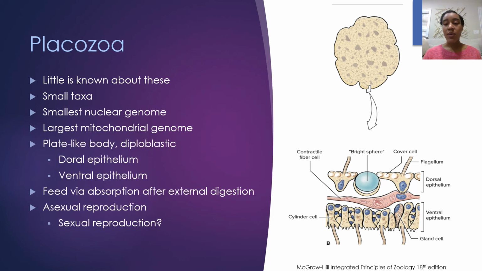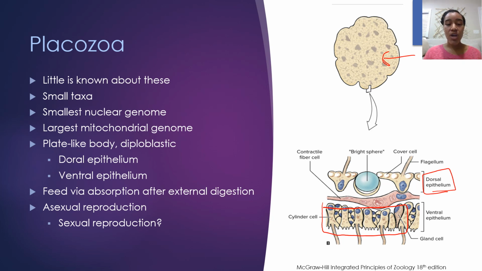They have a plate-like body, so this little pancake is supposed to show you how flat they are. And they're considered to be diploblastic because they have two germ layers. They have their dorsal epithelia, which is what's being shown to you here, the back part that you would see if you were looking at it. And they have the ventral epithelia, which are these cells here. And that's the part that is on the sea floor or on the ocean bottom.